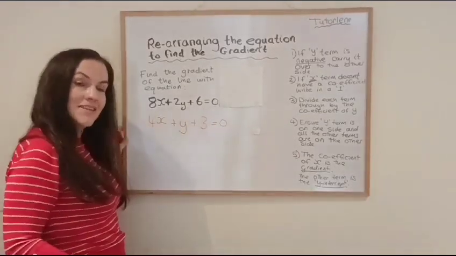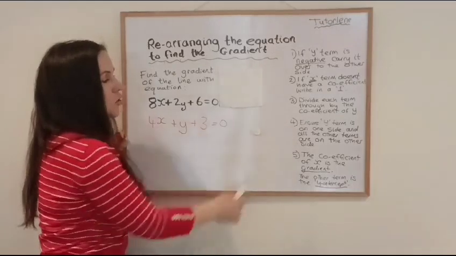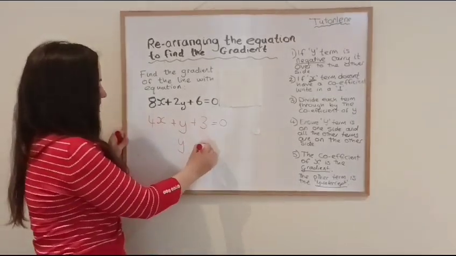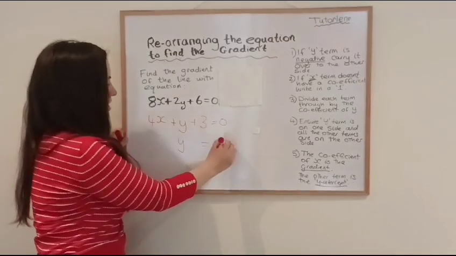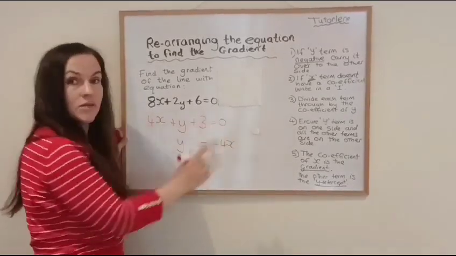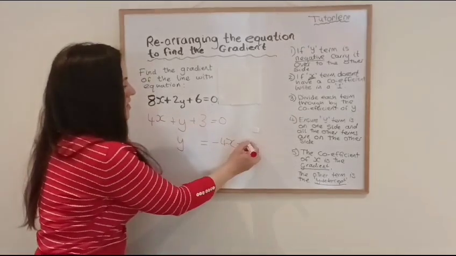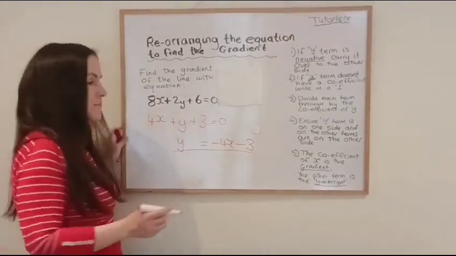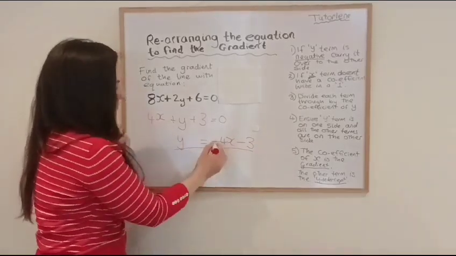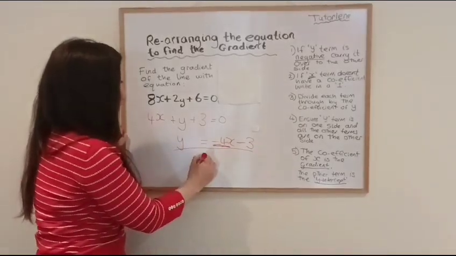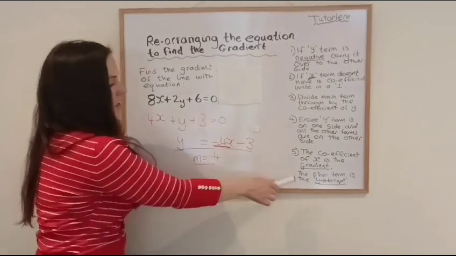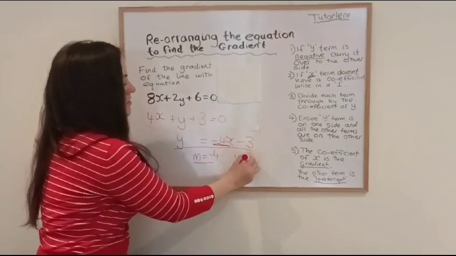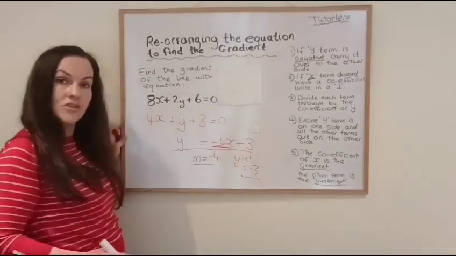The next step says ensure the y term is on one side and all the other terms are on the other side. So I just want to keep this y here. And then the 4x, when it goes over, is going to become negative 4x. And positive 3, when it goes to the other side, will become negative 3. So this is basically in the y equals mx plus c format. The coefficient of x is the gradient, so that's that bit, so negative 4. So the gradient is negative 4, and the other term is the y-intercept, so y-int is negative 3. We're going to do another example.